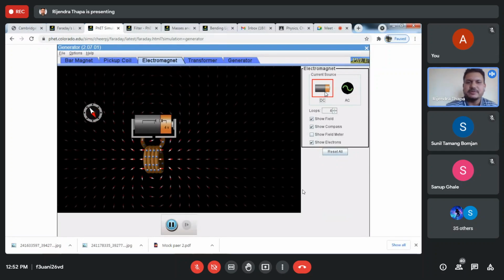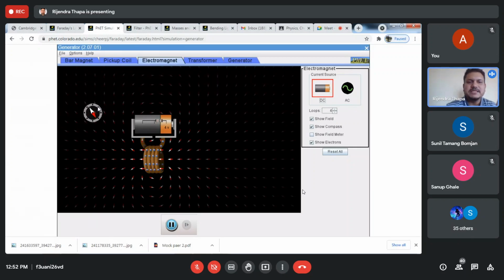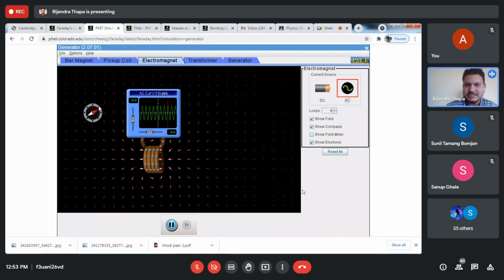If we keep it static, there is no change in the magnetic field. But if we make the charge flow, then we can see the magnetic field is created. Or if you see here, it is much easier because of the oscillation of charged particles. Here we find the magnetic field, okay? And see here, this magnetic field is changing. It's not static, it's changing.